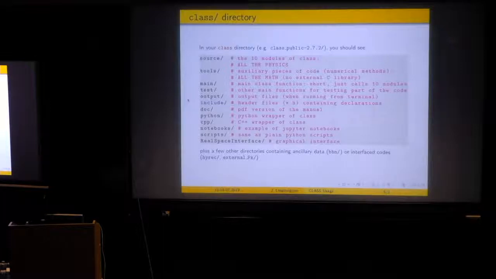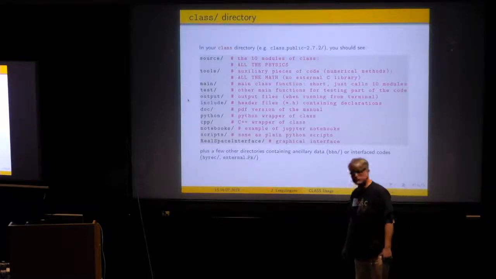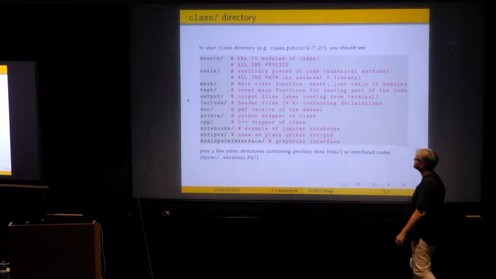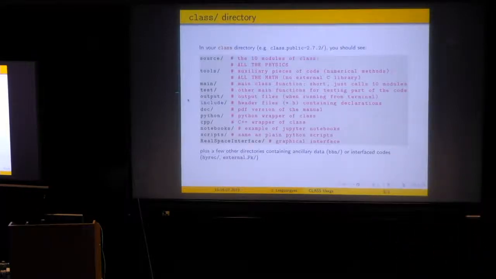Output is where the code will write the output if you run from the terminal, not if you run from a wrapper. Include are the usual feature in C. It contains all the header files. So this is where the structures and the functions are declared. Doc should contain the PDF version of the doxygen manual.